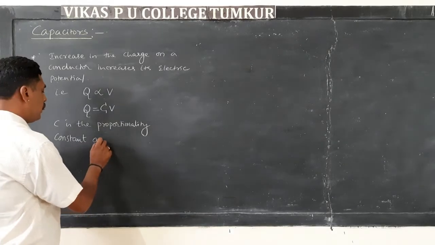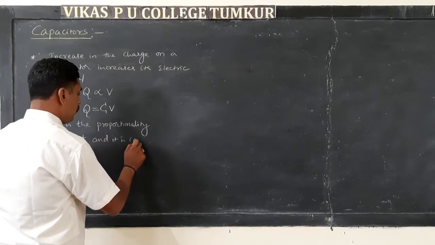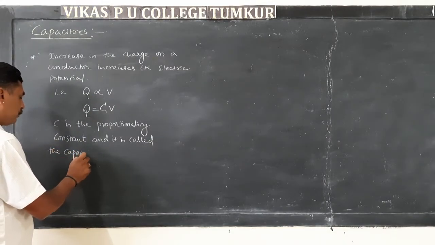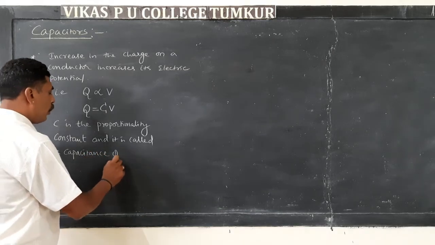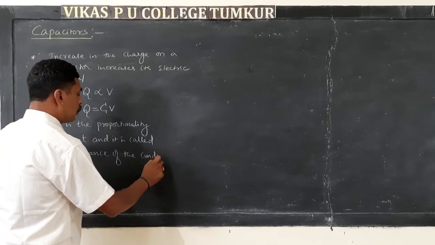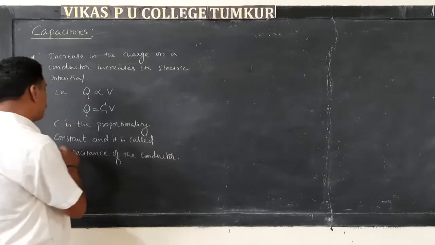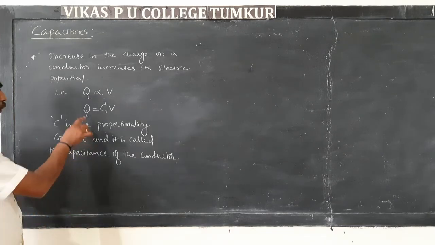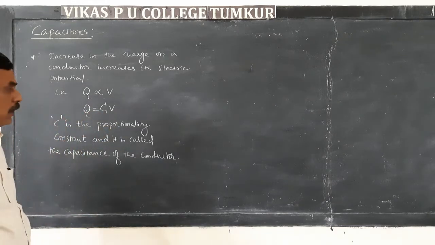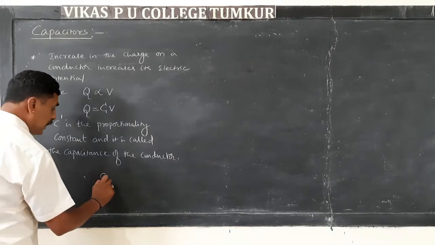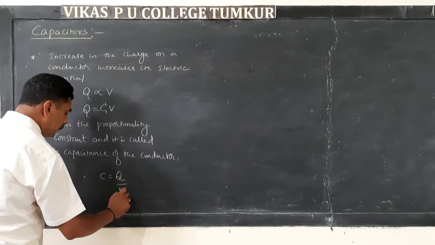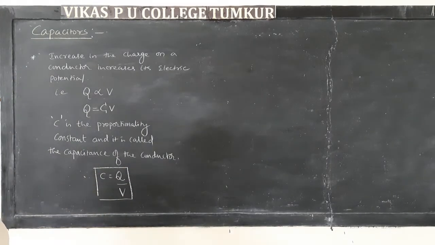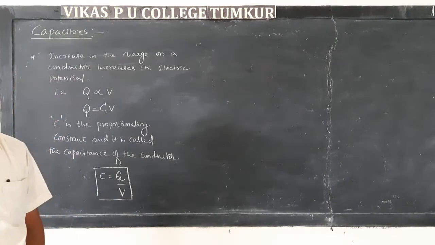And it is called the capacitance of the conductor. So the conductor's capacitance is the proportionality constant. So Q is equal to C times V, C equals Q by V. So capacitance of the conductor is the ratio of charge on the conductor to its potential.